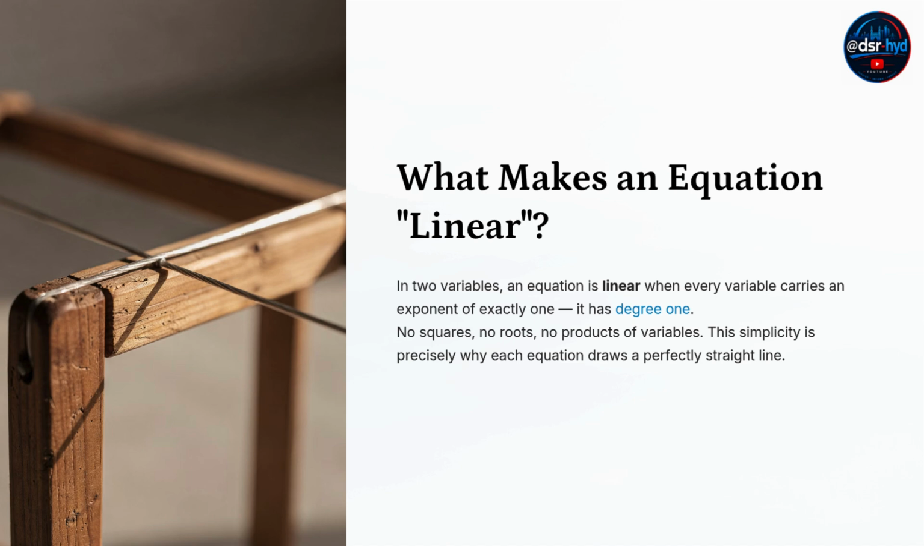What is a linear equation? A linear equation is an equation in which every variable has an exponent of 1. There are no squares, cubes, square roots, or products of variables. Because of this simplicity, every linear equation represents a straight line when plotted on a graph. That is why these equations are called linear equations.